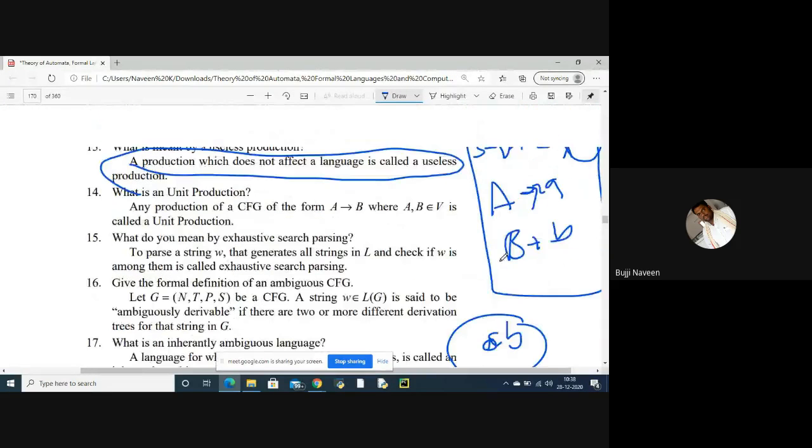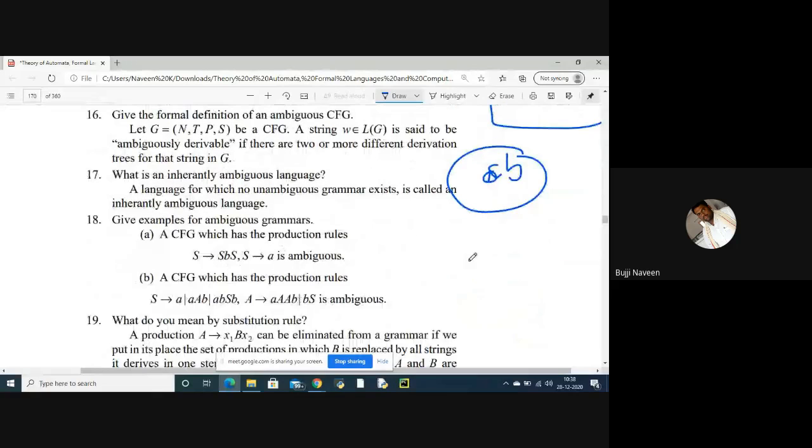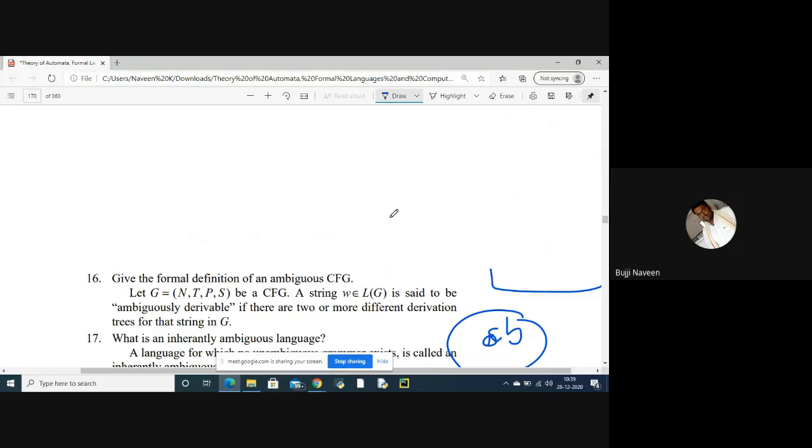And coming to, what is unit production? Unit production is nothing but a grammar is said to be in unit production if it is in the form of non-terminal tends to non-terminal. It is the capital symbol tends to capital symbol. Then it is said to be unit production.